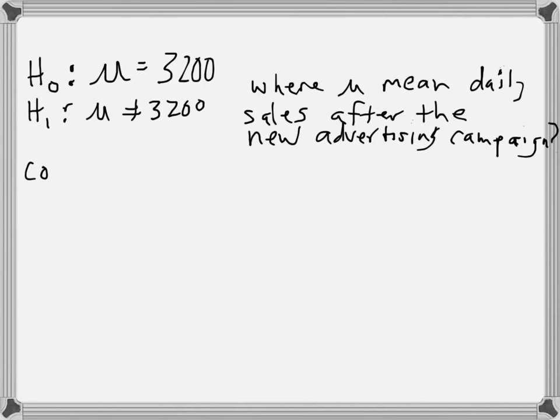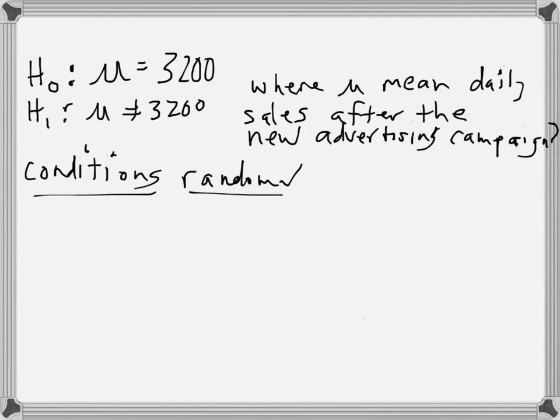Alright, we need to check the conditions. Again, this should be some kind of random sample. If it's not a random sample, I've said it 1,000 times, it's not a fair representation of the population, and there's no point in doing any of these statistical methods because they're not correct. Your sample's not random. But it did say in the problem that the stores were selected randomly.